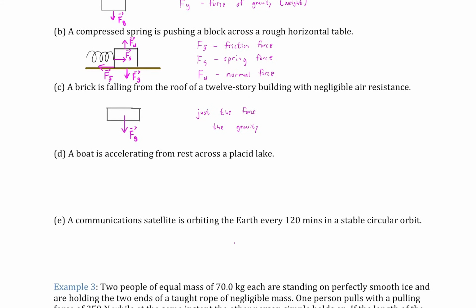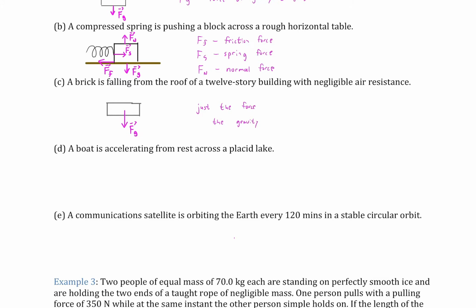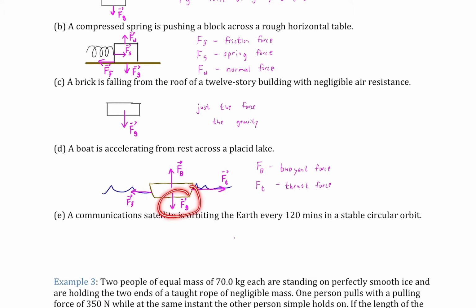How about a boat accelerating from rest across a placid lake? All right, so what are the forces there? Well, we've got the gravitational force again. We have a friction force, right? We could also call that a drag force because it's a fluid, okay? So often it's called a drag force. Then we also have a buoyant force. So buoyant force is always given a special name.